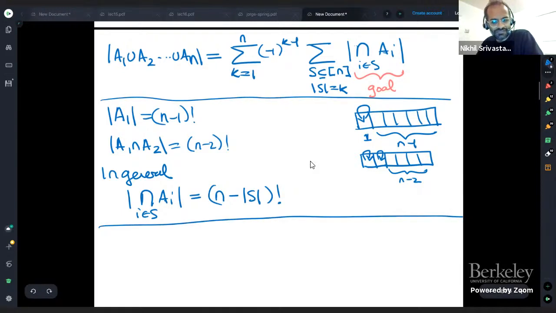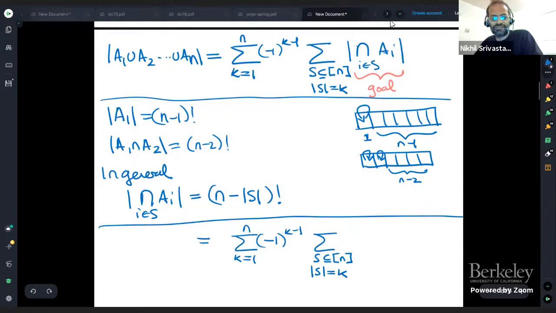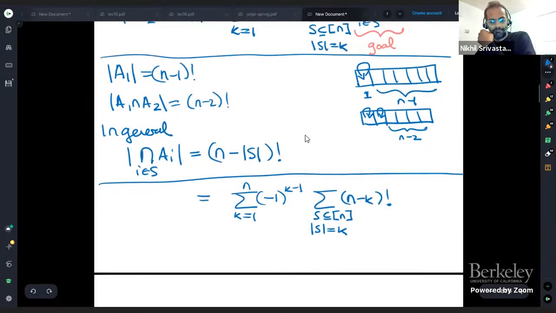Now we can plug this into the formula. You have a summation, k goes from 1 to n, (-1)^(k-1), and now a summation over all subsets of indices of size k. You've computed this number, and the beauty is it doesn't depend on the set. It's just (n-k) factorial. That's not a very clean answer yet. Let's figure out what that sum is. I have a sum of just the number (n-k) factorial over a bunch of subsets.